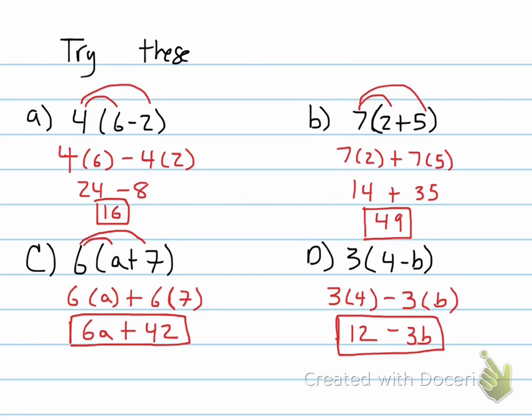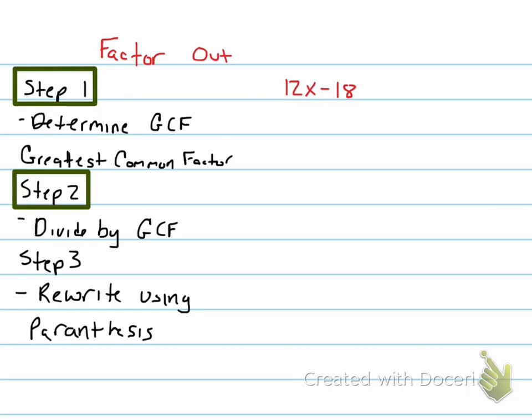Here are the answers to that. So those of you that struggled, please copy down these steps so you guys can better understand what's going on. Alright, I'll pause here again. Alright, now factoring out, this is just going backwards. Backwards with distributive property. So what do I mean? Determine the GCF, the greatest common factor.